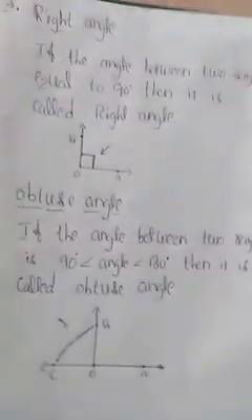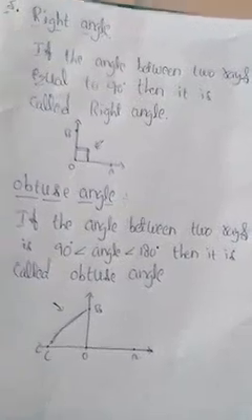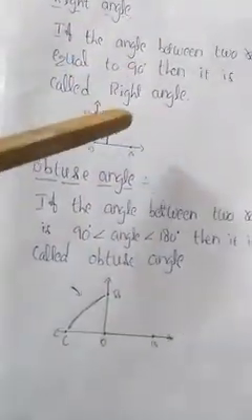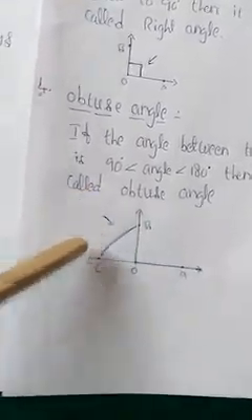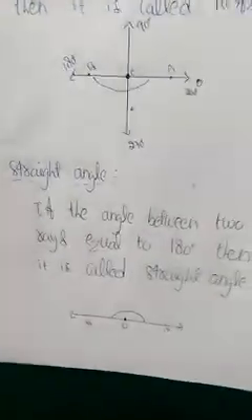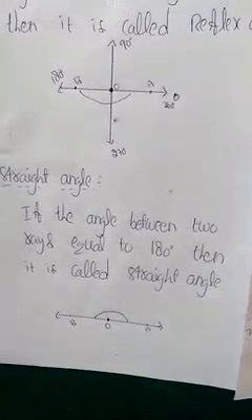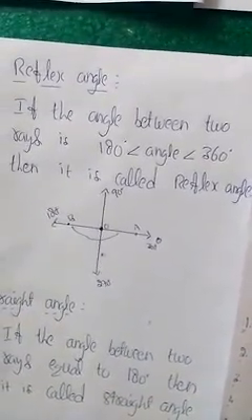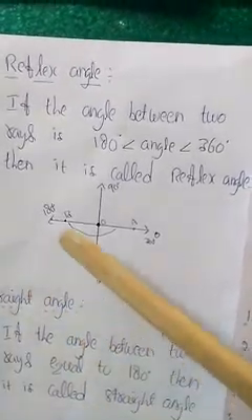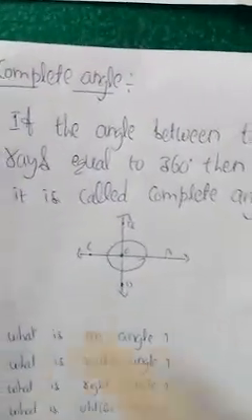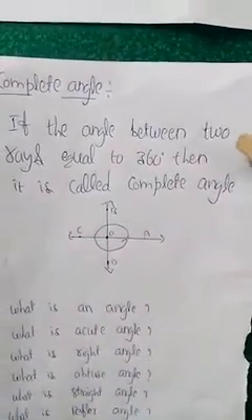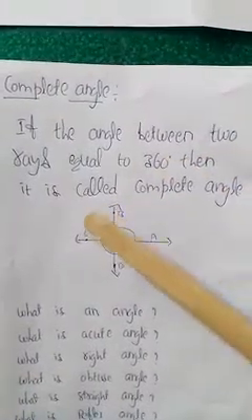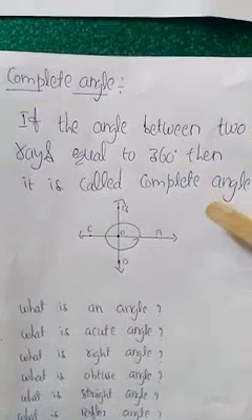If the angle between two rays is equal to 90 degrees, it is a right angle. If the angle between two rays is greater than 90 and less than 180, then that is obtuse angle. Then after that, straight angle. If the angle between two rays is equal to 180 degrees, then it is straight angle. If the angle between two rays is in between 180 and 360, then it is reflex angle. And the last one, complete angle. If the angle between two rays is equal to 360 degrees, meaning one complete rotation, then it is called complete angle.